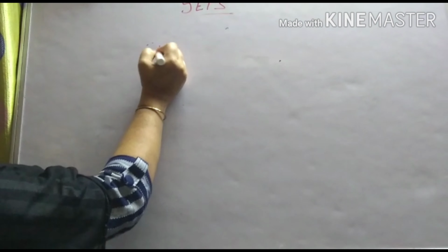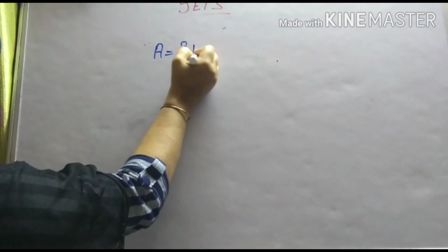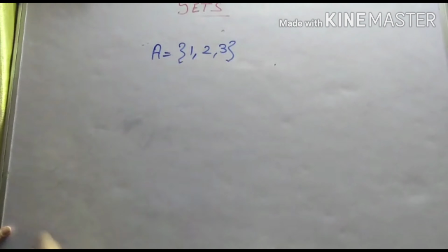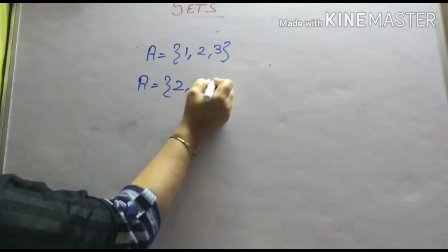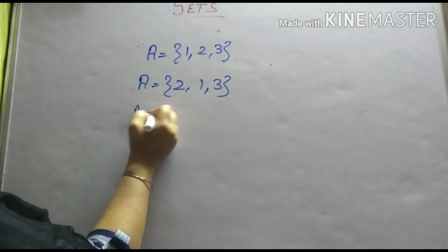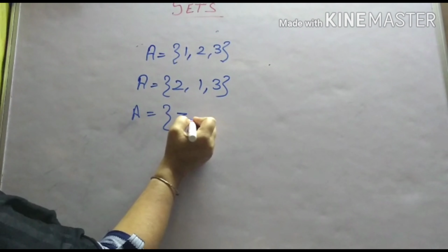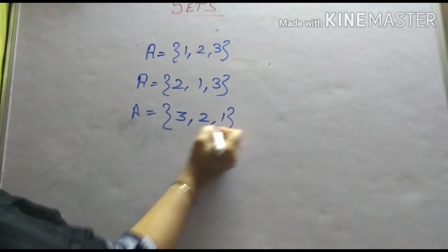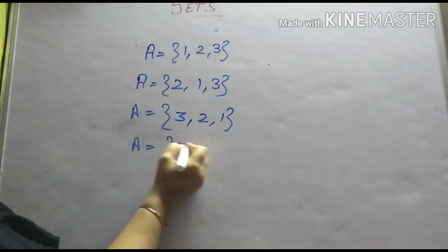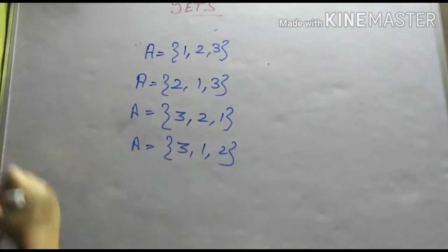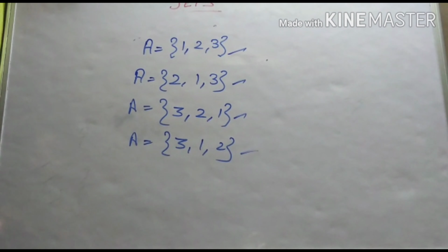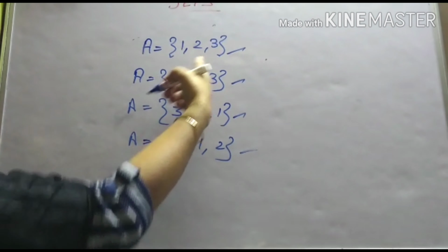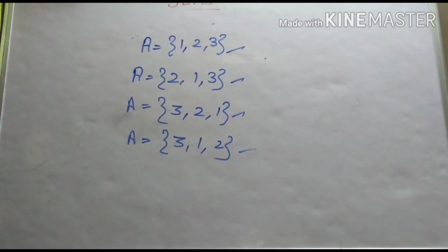Now if we have set A is {1, 2, 3}, we can also write it as {2, 1, 3}, or we can write it as {3, 2, 1}, or we can write it as {3, 1, 2}. In sets, order doesn't matter. We can write the elements in any order.